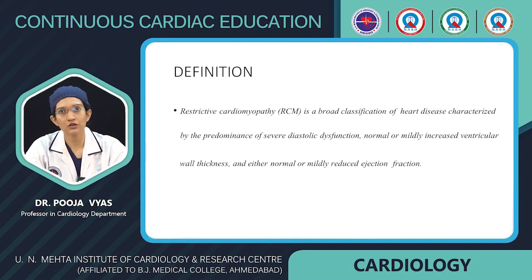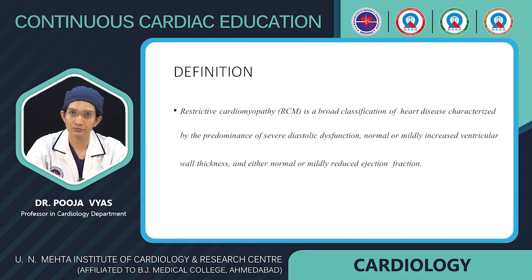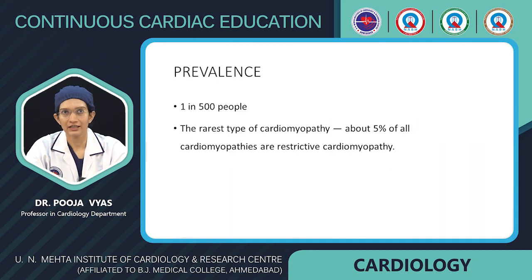characterized by predominance of severe diastolic dysfunction with normal or mildly increased ventricular wall thickness and either normal or mildly reduced ejection fraction. If we look at the prevalence, it is found in 1 in 500 people, and it is the rarest type of cardiomyopathy. About 5% of all cardiomyopathies are restrictive cardiomyopathy.